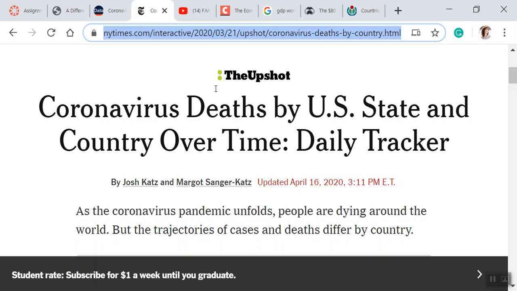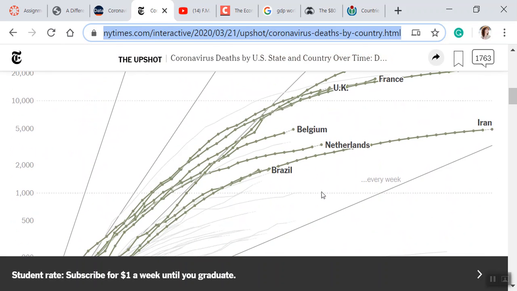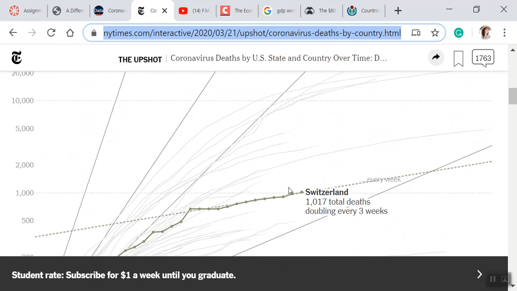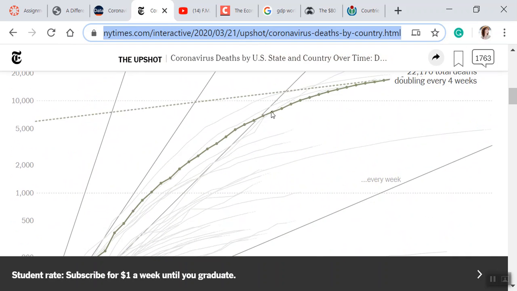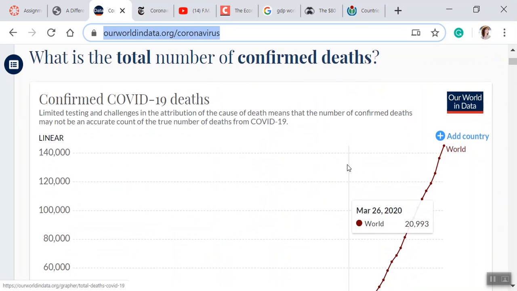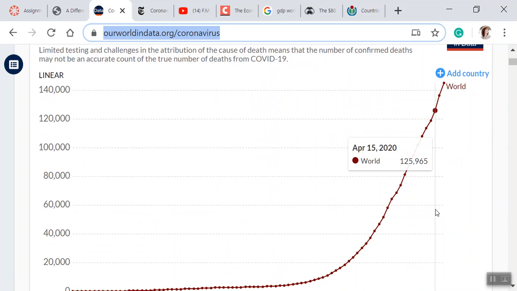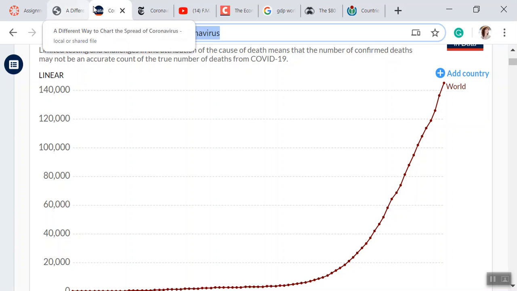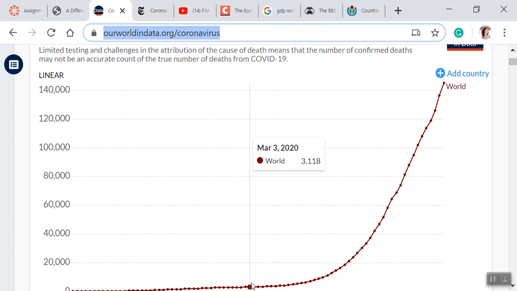The other piece is our corona deaths by US state and country over time. That's the daily tracker, and this was updated on the 16th. We're going to be looking at this, and it lets us compare what's going on from country to country. So we have these two dynamic live data sources that we'll be using as we start understanding what is happening with corona in the United States and how we understand a pandemic as an economist.